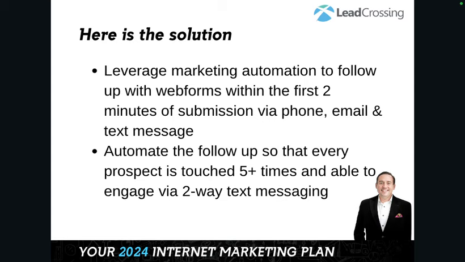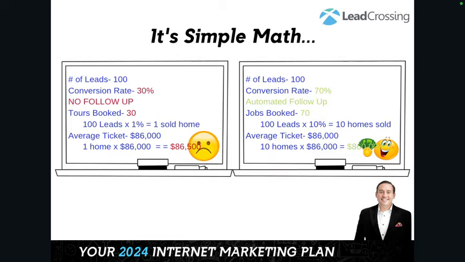So you want to learn to leverage marketing automation to follow up with those forms within that first 2 minutes with a phone call, email, text message, some combination, maybe all three. Then automate the follow-up process so that every prospect gets touched 5 or more times, in a way that you can engage with them via text message, because that is typically going to be the way they want to do it.